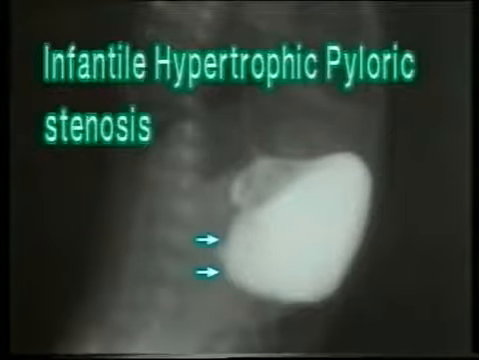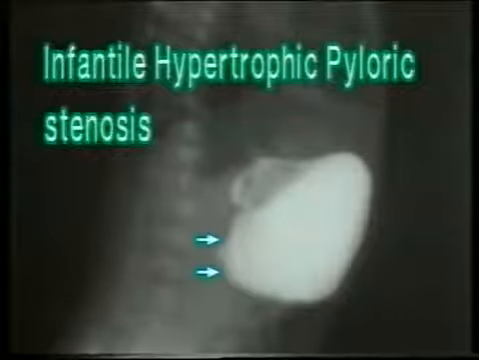Note also the arrows pointing to the smooth indentation of the barium-filled antrum on either side, produced by the hypertrophied pyloric muscle. These are the radiological features of infantile hypertrophic pyloric stenosis.